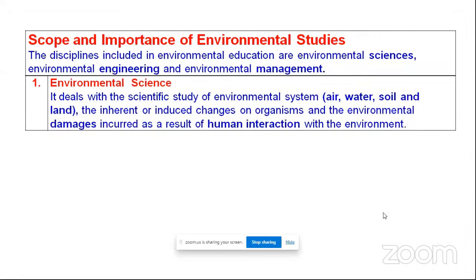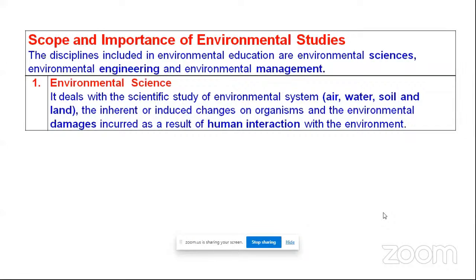Let me just tell about the first, that is the scientific portion. The science portion of it deals with the scientific study of environmental systems. I will tell you about this system a little later on, but now please understand a system is a complex machine, I should say. For example, a computer system will have a keyboard, a mouse, a screen. Is it not? They are all organs of that particular system, but these organs are always linked for the system to function.